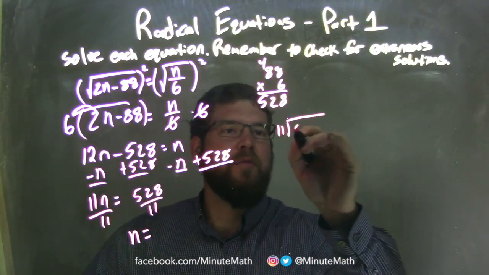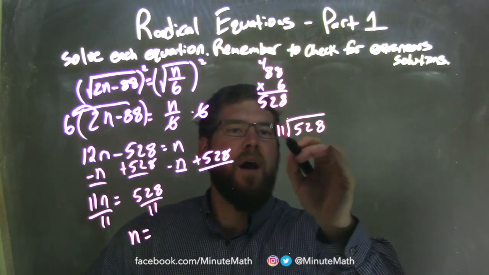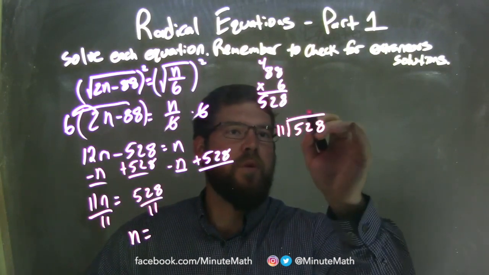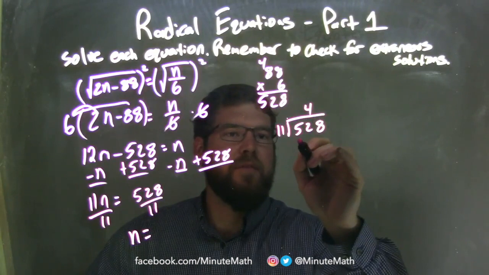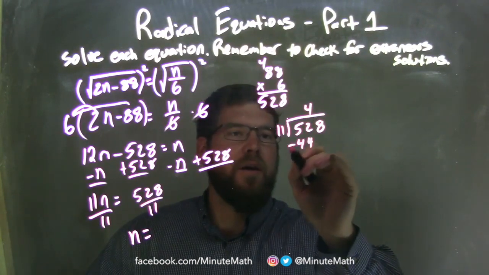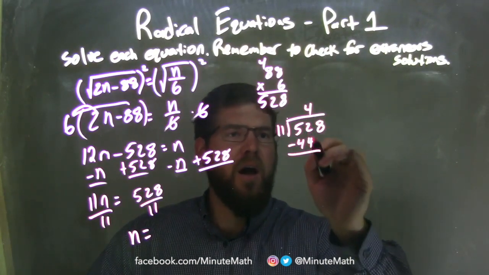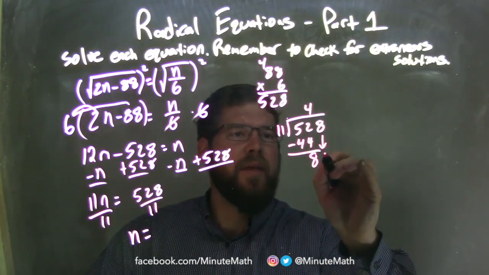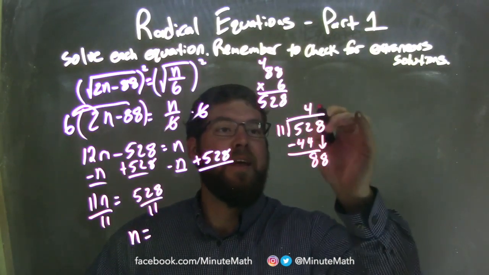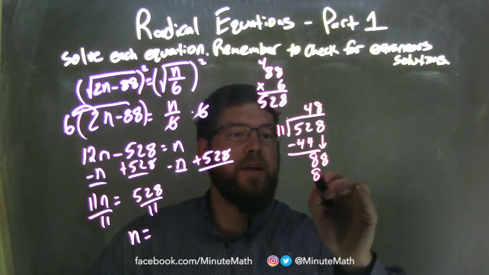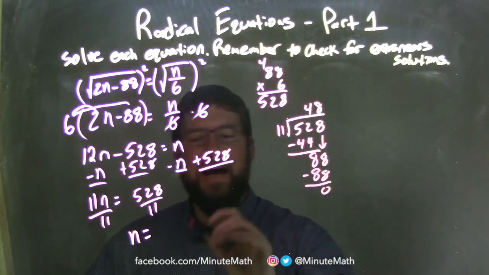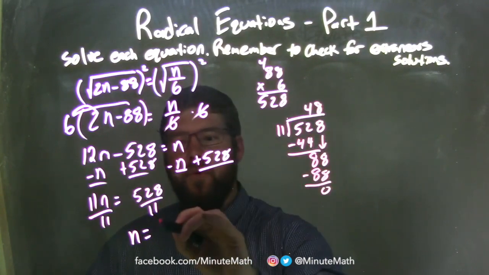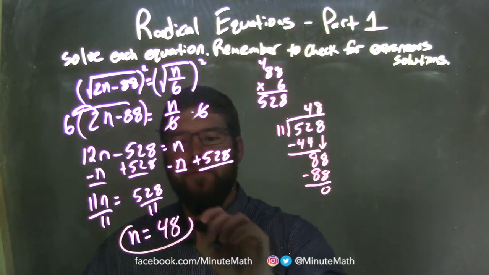11 goes into 528. 11 goes into 44 4 times. 44 is less than 52, so we're good. 44. Subtract them. 52 minus 44 is 8. Bring down the 8. 11 goes into 88 8 times. 8 times 11 is 88. 0, fantastic. So n equals 48 is my final answer.